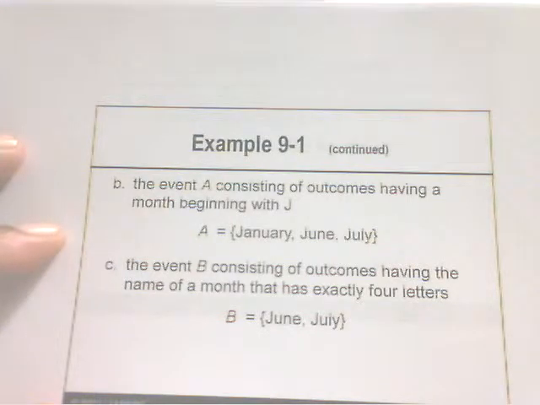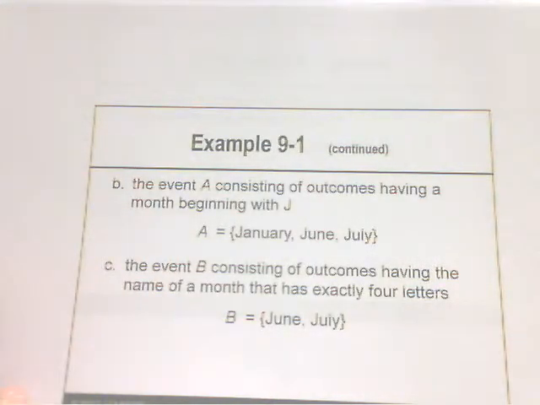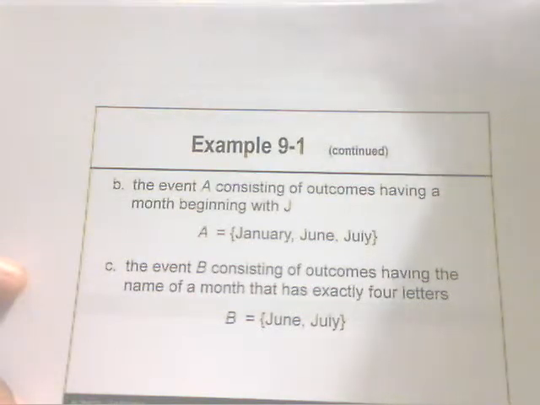Then the next example would be an event A consisting of outcomes having a month beginning with J. That event, of course, is a subset of the entire sample space. In this case, it will be January, June, and July, because those months begin with the letter J. That's an illustration of an event, which is a subset of the sample space. Another example would be event B, consisting of outcomes having the name of a month that has exactly 4 letters. There are only 2 months that fit, June and July. June has 4 letters, so does July. So that's another example of an event which is a subset of a sample space.